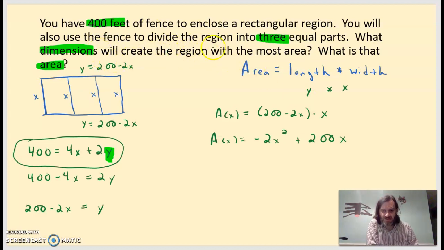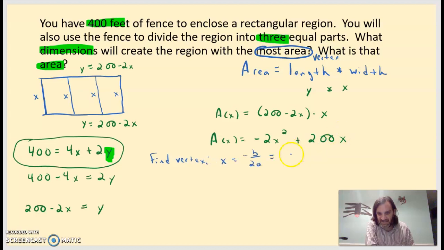But when we talk about the words up here, the most area, that's a maximum. So if we think about the maximum of something, as far as a quadratic, that's a vertex. Okay, so that term right there is for the vertex. So basically we're finding the vertex. And that's where x equals negative b over 2a. Well, my b in this is 200, so negative 200 all over 2a, which would be negative 4. So the x is 50.